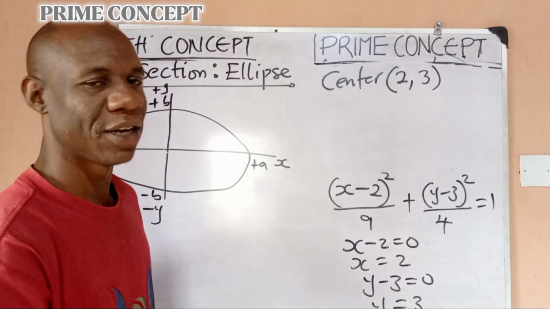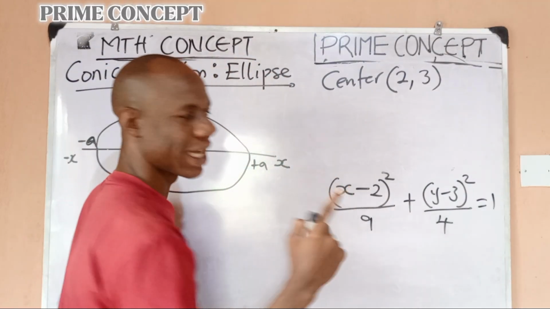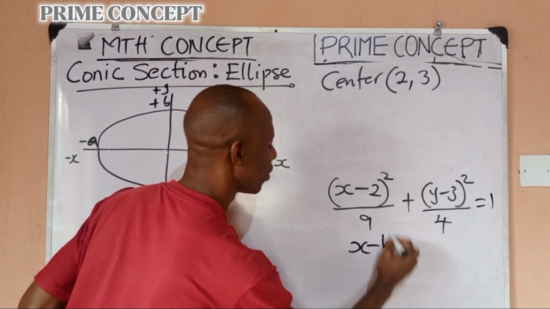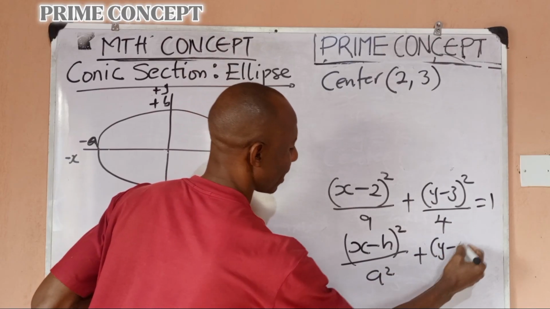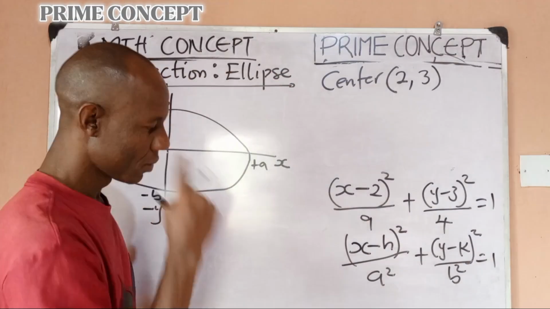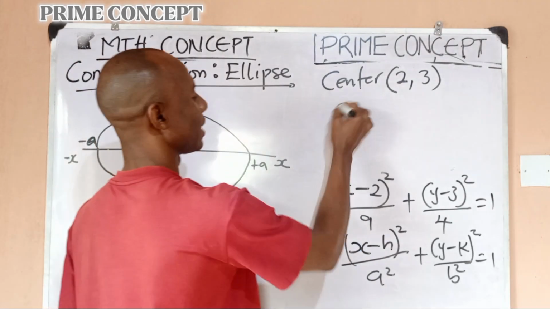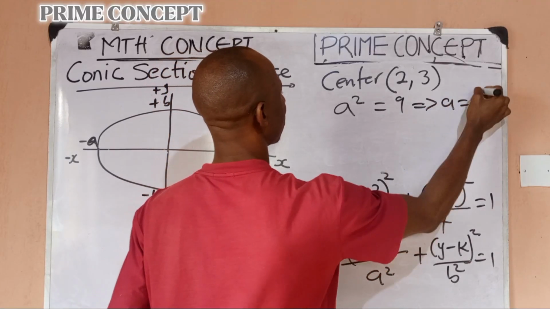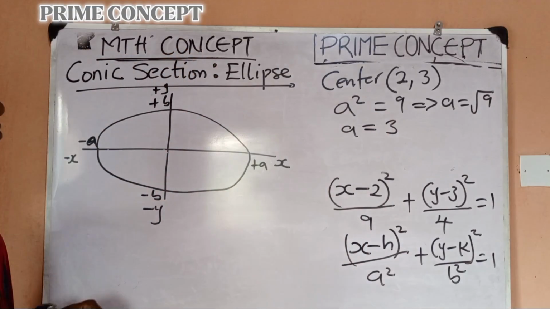Now, if you want to get the value of a, what do you do? Very simple. You want to find the value of a, and then you also want to find the value of b. What you would quickly do is to recall that the standard form of the equation of this ellipse is (x minus h) all squared divided by a squared plus (y minus k) all squared divided by b squared, equal to 1. So I'm going to now equate a squared to 9. So I would say that a squared is equal to 9, which would now mean that a is the square root of 9, and then a becomes what? 3, for taking the positive value.